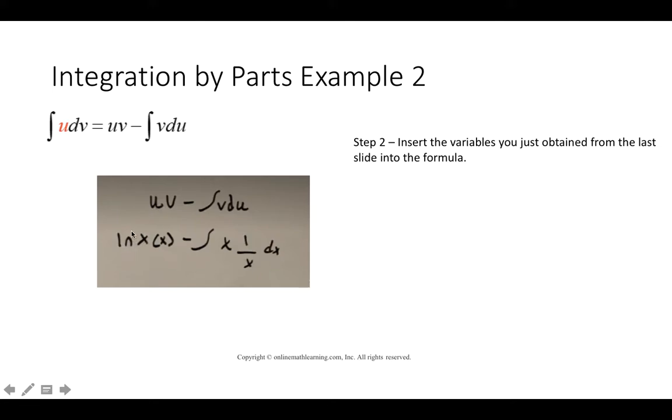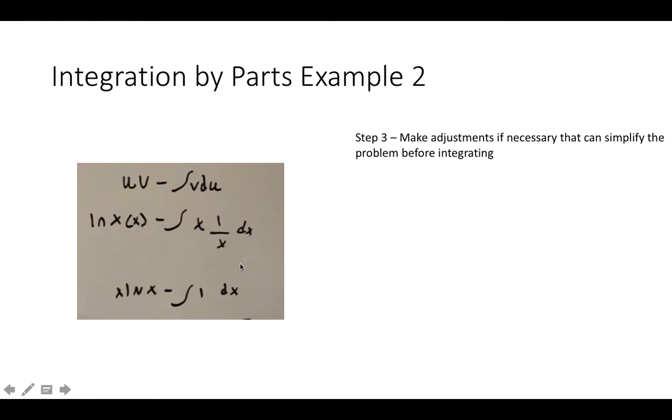Our u equals ln of x, our v equals x, minus the integral of our v, which is x, and our du is 1 over x. Next step, what is it? Simplify it. Let's make some adjustments. What can we do to make this simpler? Easy. We have x times 1 over x, these x will cancel each other out and we're left with 1.